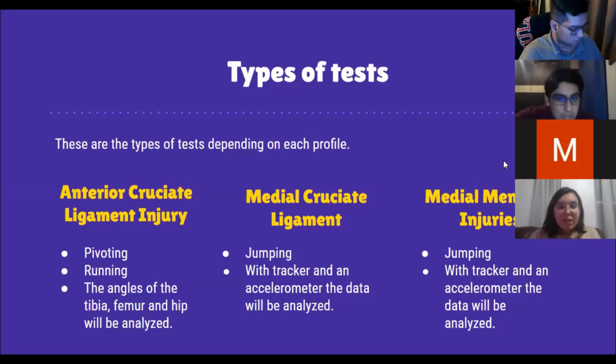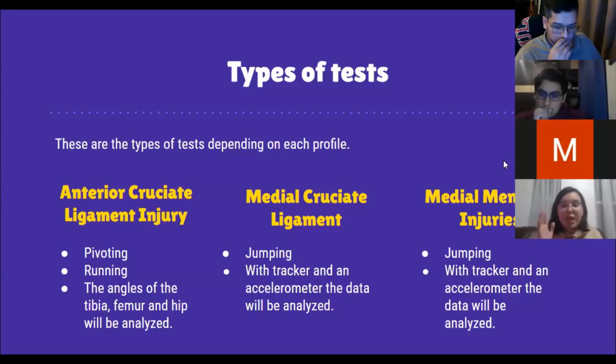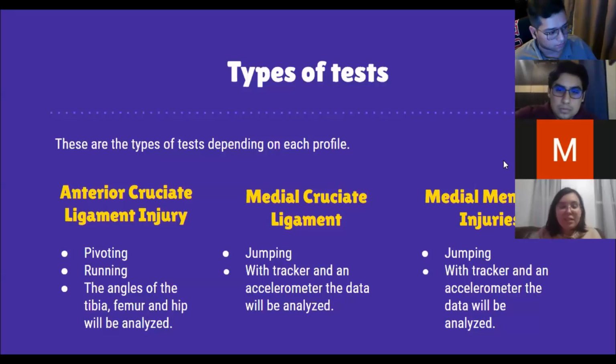Then we have the medial cruciate ligament and medial meniscus injuries. These have kind of the same pattern. So for these two, we decided to go with jumping, and this would be used with a tracker and an accelerometer. We tried to use a force plate, but because of the quarantine, we had to use an accelerometer. It's also worth mentioning that if this kind of project was made during normal times, then we would have the time to actually identify the type of knee profile that the athlete has. But because we couldn't, we ran the tests anyways.